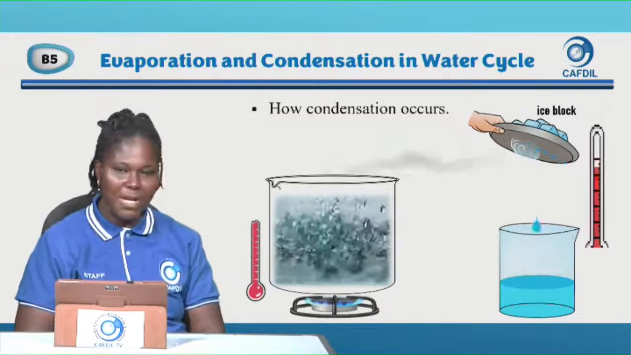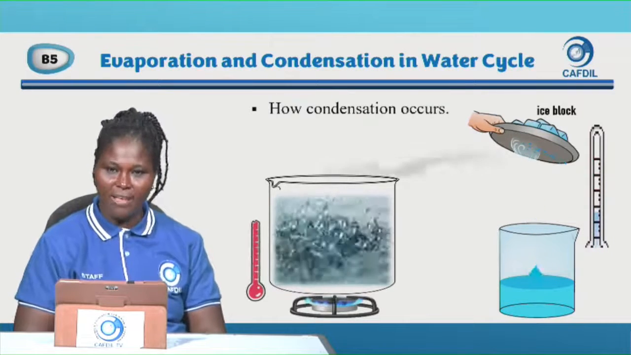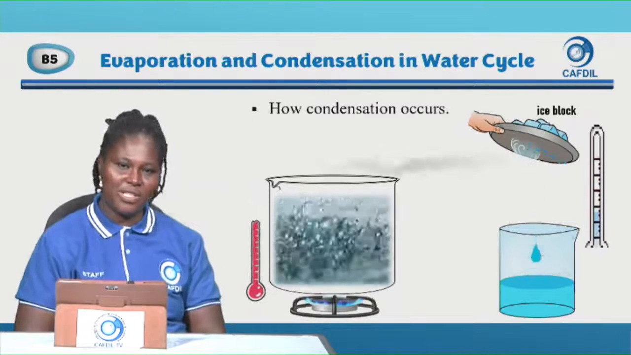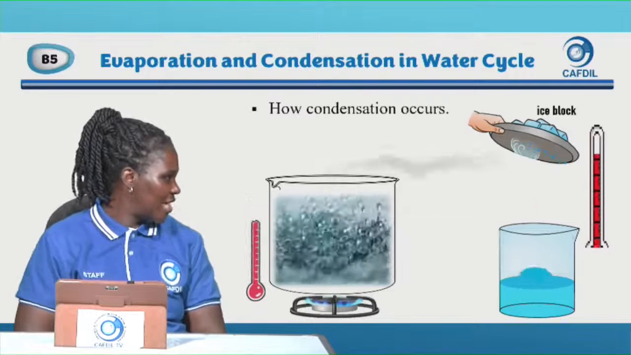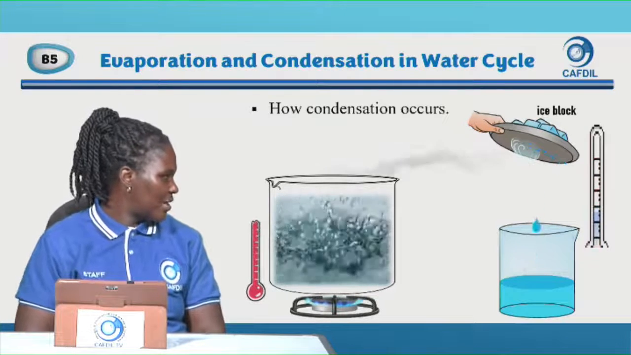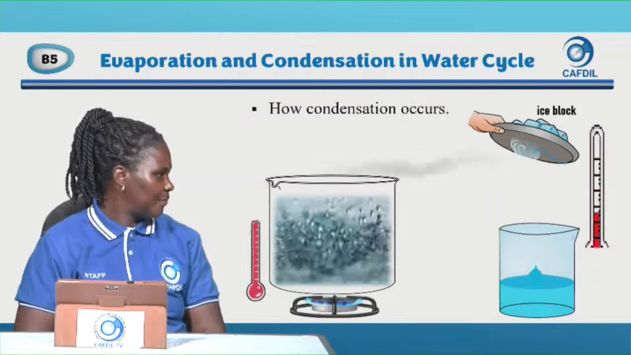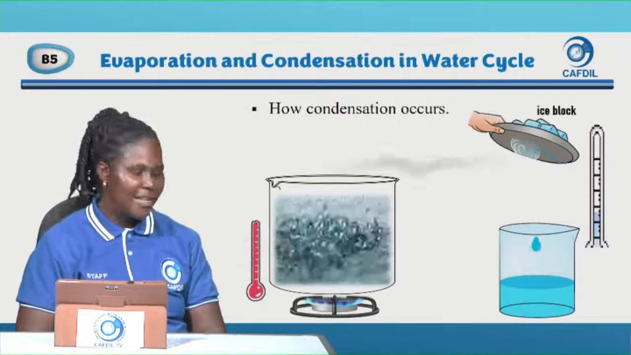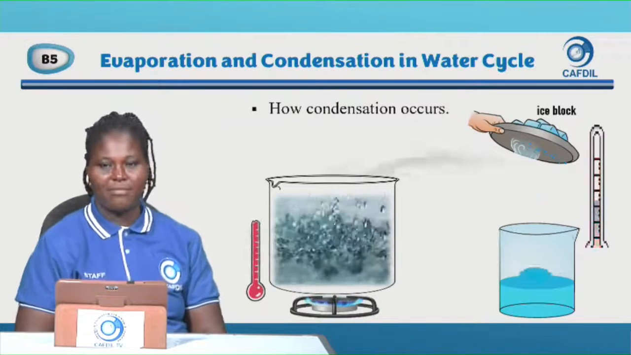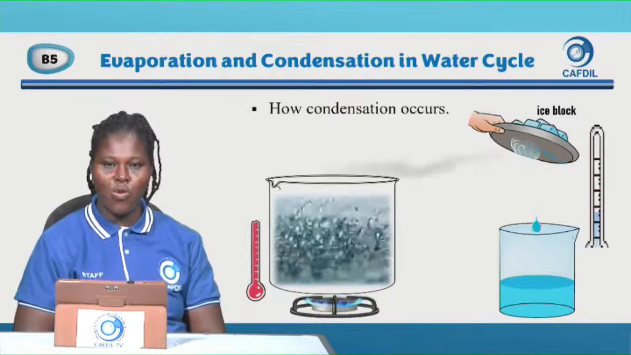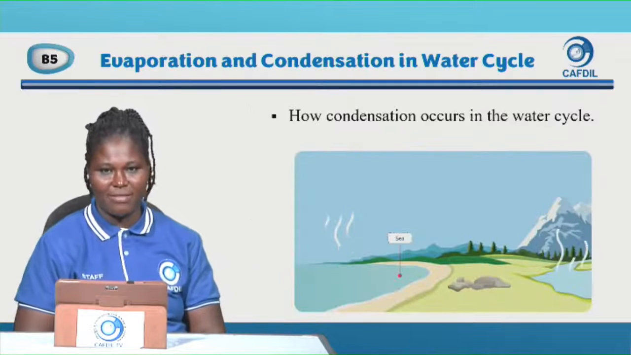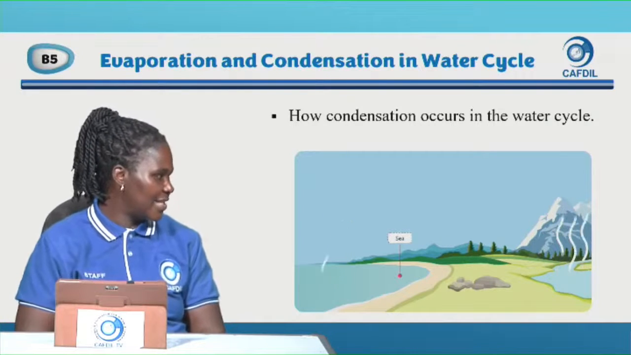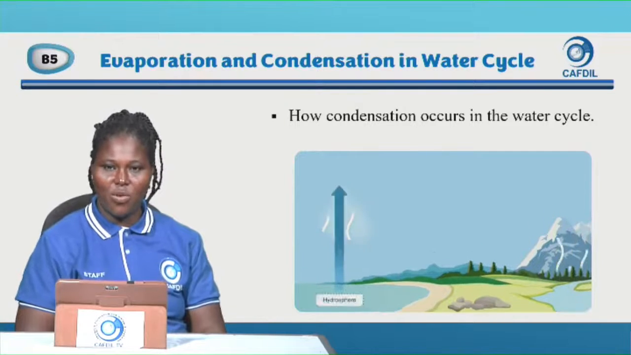So you see that the droplets of water will fall in the beaker at a certain temperature when it cools. You see the thermometer, they're measuring the temperature of the water. Water boils at 100 degrees. And when it boils, it will condense and then form water. So that is how condensation occurs. Good. How does condensation occur in the water cycle?